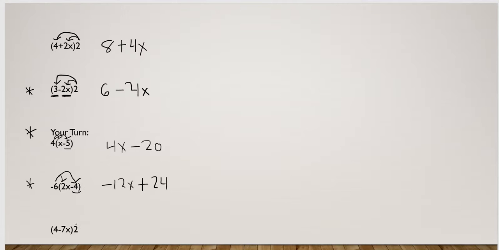And then for the last one, even though the 2 is on the right side of the parentheses, we still need to distribute it. What we have to remember though is that there is no sign in front of the 4. So that means that it's positive. 2 times 4 is 8. There is a subtraction sign in front of the 7x, which means that it is negative. 2 times negative 7x is negative 14x.